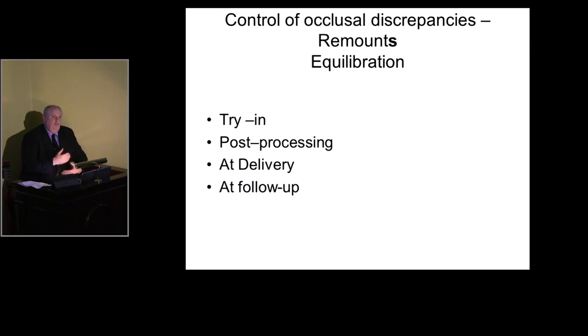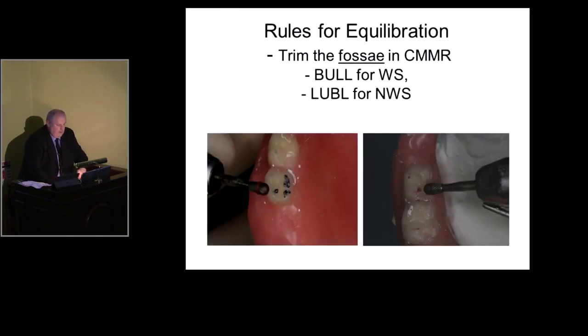How do we control occlusion? Well, we can do remounts, we can do equilibrations, and the time you might correct the occlusal problem is at the try-in, after you process the denture in the laboratory, at delivery of the denture, and if the person comes back and they have soreness on the ridges, not in the sulci, but on the ridges, it's very commonly an occlusal problem. So consider doing an equilibration.